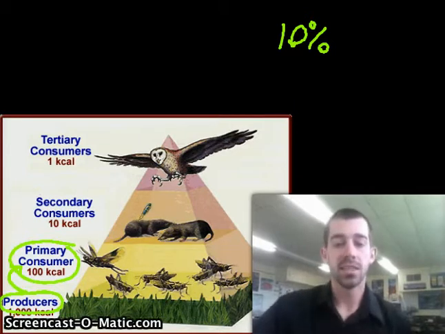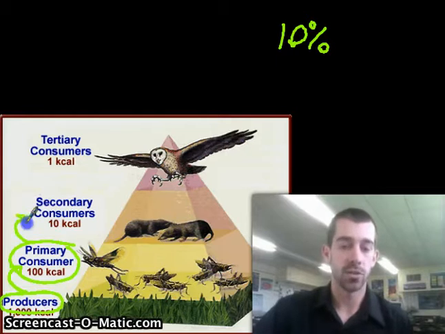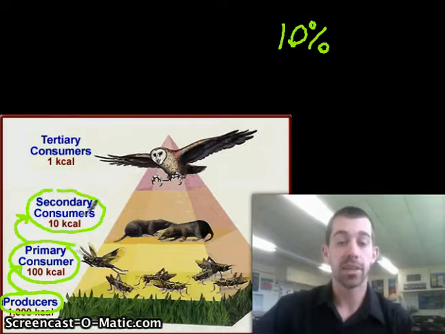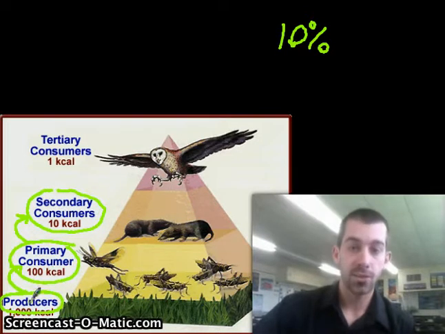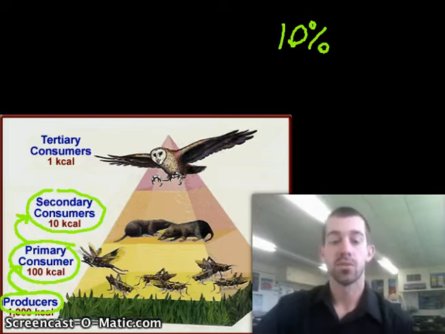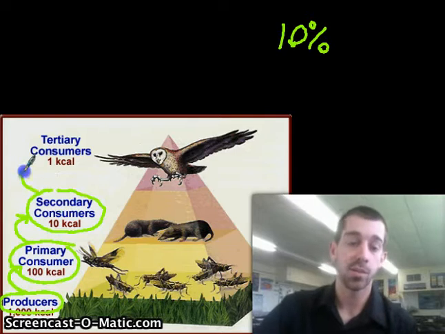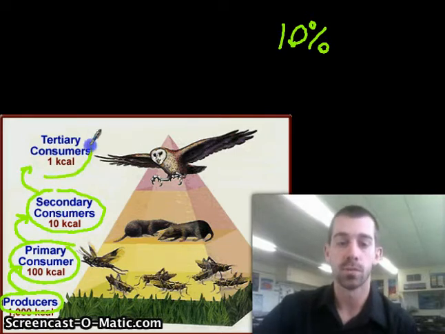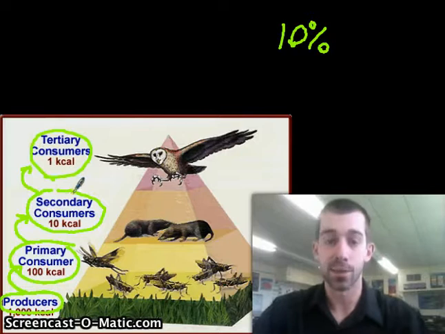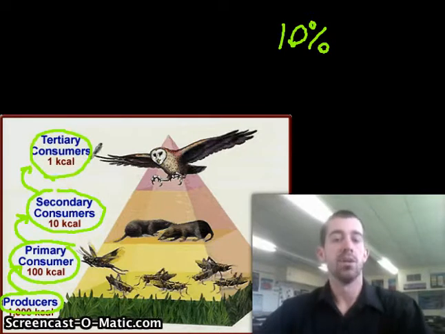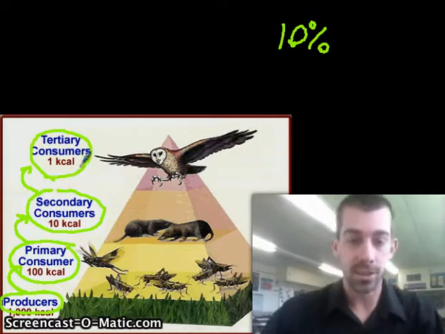And then when these rodents go ahead and eat those grasshoppers, they become the secondary consumers because they're consuming consumers. And they only receive 10% of that energy. So the grass had 1,000 calories. The grasshoppers are only going to get 100 calories, and the rodents are only going to get 10 calories. And then finally, when they get consumed by a tertiary consumer, you could go even higher than that, but usually it doesn't. That's only going to receive 1 calorie.